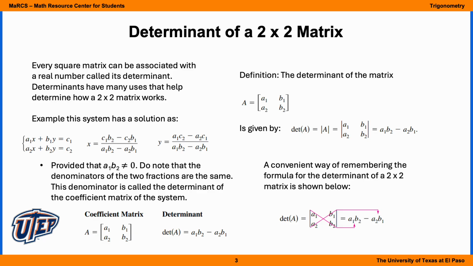the coefficient matrix A. So that means our solution can be written in the form of C1 times B2 minus C2 times B1 divided by the determinant for x, and A1 times C2 minus A2 times C1 divided by the determinant for our y.